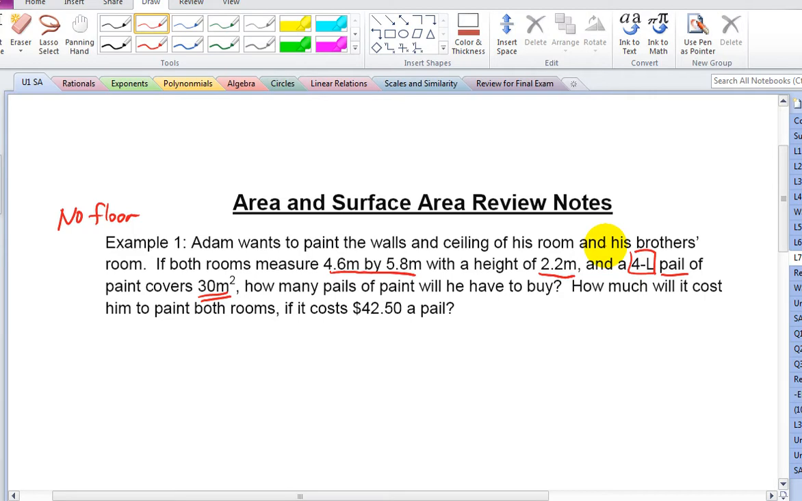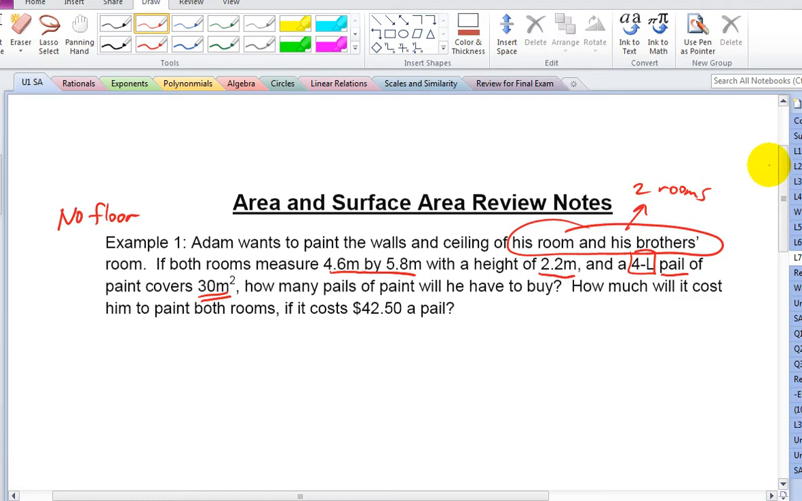The question is, how many pails of paint will you have to buy? It doesn't say what's the volume. Okay, so we don't need to worry about how many liters he has to buy. Okay, there's one other thing you're missing. Yep, there's 2 rooms. Awesome. His room and his brother's, so there's 2 rooms.